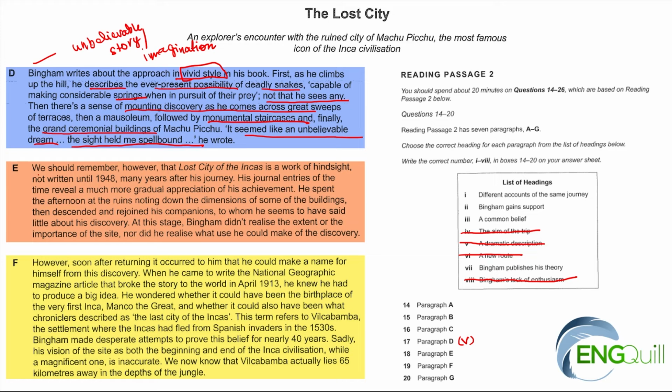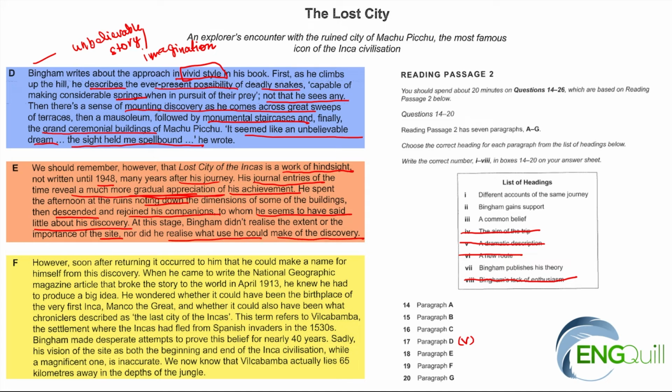Let's look at paragraph E now. We should remember, however, this is a work of hindsight, not written until not many years after his journey. His journal entries of the time reveal a much more gradual appreciation of his achievement. Spent the afternoon at the ruins noting down, then descended, then rejoined with his companion to whom he seems to have said a little about his discovery. Now, at this stage, he didn't realize the extent or the importance of the site, nor did he realize what use he could make of the discovery.